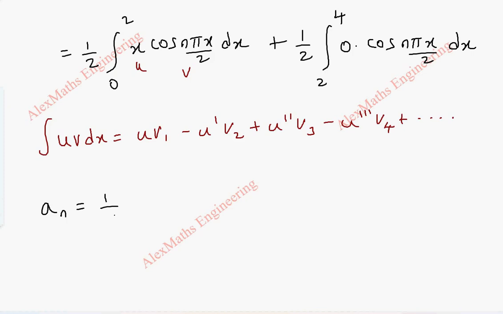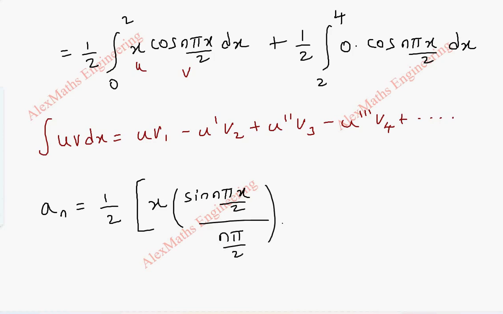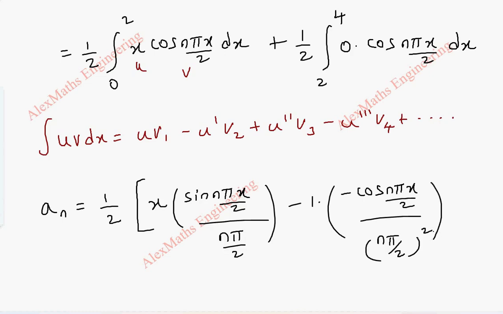Now an becomes 1 by 2 u, which is x. v1 is integration of this, which is sin n pi x by 2 by n pi by 2, minus u dash, which is 1. v2 is integration of v1, that is minus cos n pi x by 2 by n pi by 2 whole square. Then u double dash will be 0, so we can complete the integration and we can use the limit from 0 to 2. And second term is completely 0 because of this 0.